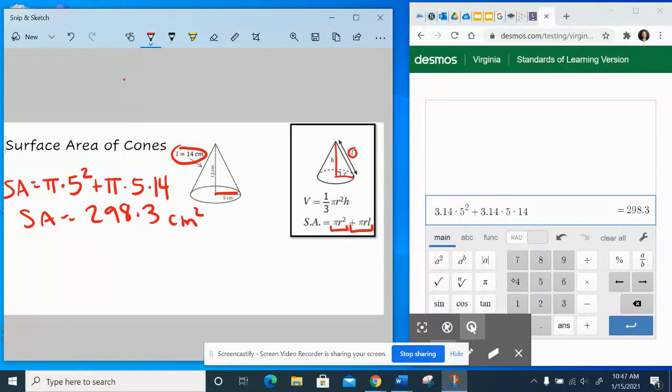So basically, how many squares would it take to cover the outside surface of your cone? So that's all you really have to do. If you really wanted to in Desmos, you could assign your radius equals 5, and then your slant height equals 14 and then just type in the formula. You could do that, but I particularly like to plug in the numbers to find our answer. So that is how you find the surface area of cones.